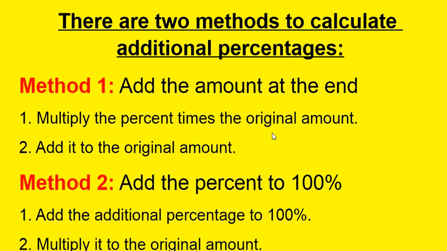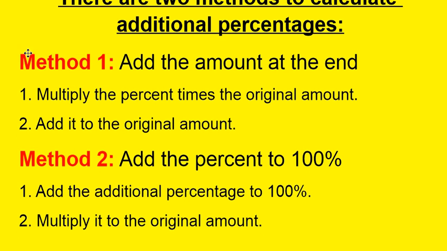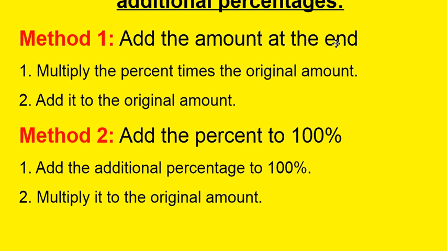There are two methods to calculate additional percentages, and additional percentages are in the cases of sales tax, tips, and markups. The first method is when you add the amount at the end. So the first thing you're going to do is multiply the percent times the original amount, and whatever you get there, you're going to add it to the original amount at the end. Method 2, you add the percentage to 100 and then you multiply it times the original amount. So I'm going to show you both ways for a couple problems, and then at that point you can decide which method you like best and use that one whenever you're problem solving.